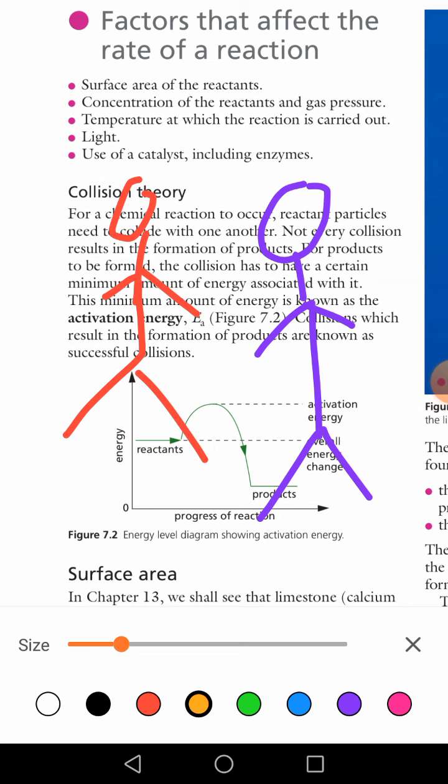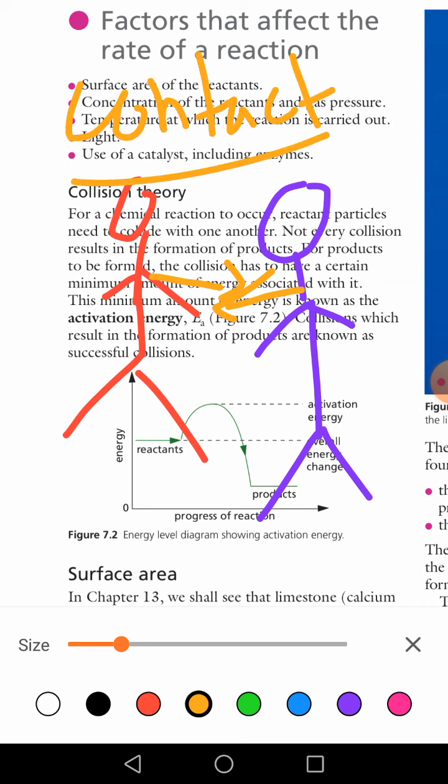If they don't come into contact with each other, or if they don't hit each other, then they cannot fight. So for a fight between two people, the two people must come into contact and then hit each other. In the case of chemical reactions, the same theme applies.